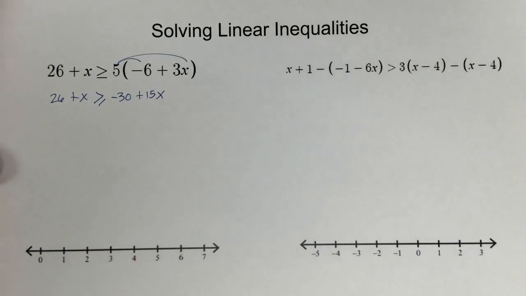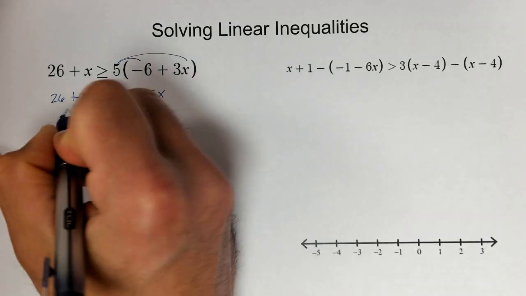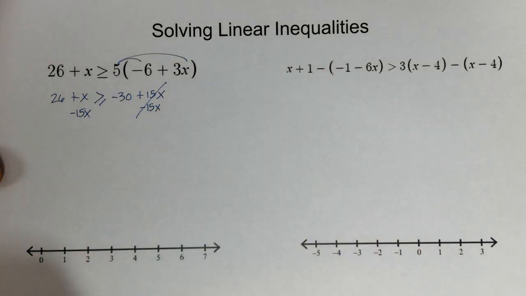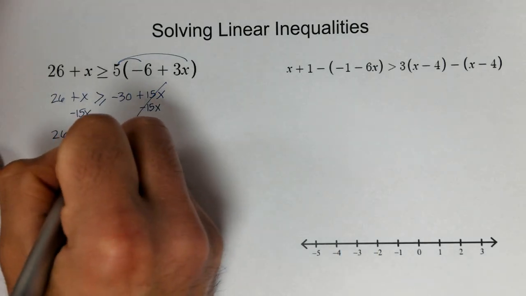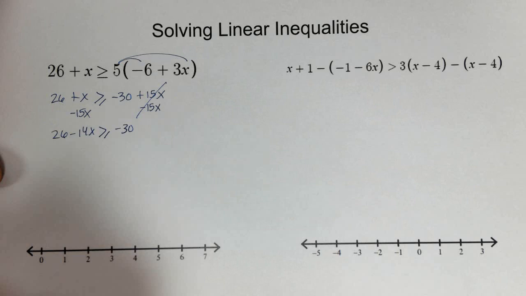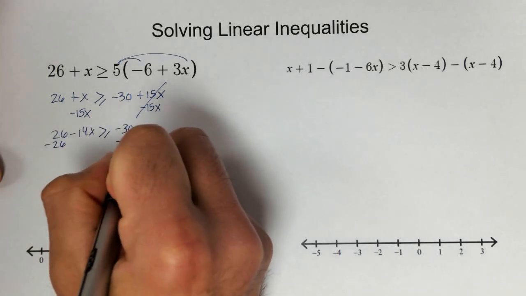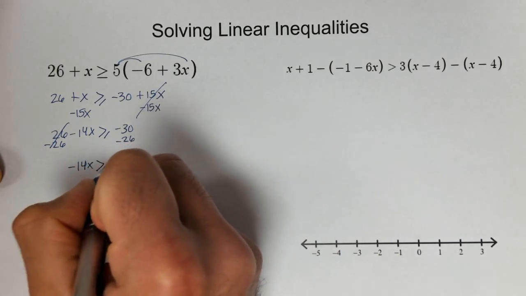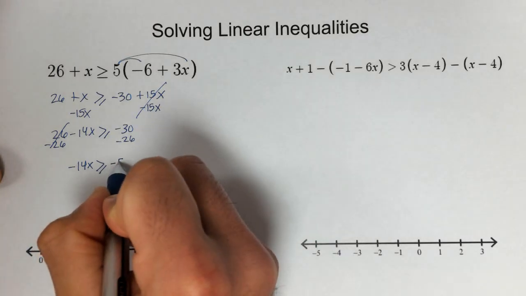All right. Let's move this to the left. Minus 15x. You know, to the left. Okay, I'm not going to explain that one. 26 minus 14x is greater than or equal to negative 30. I'm going to move the 26 to the other side. Negative 14x is greater than or equal to, what do we get here? Negative 56.